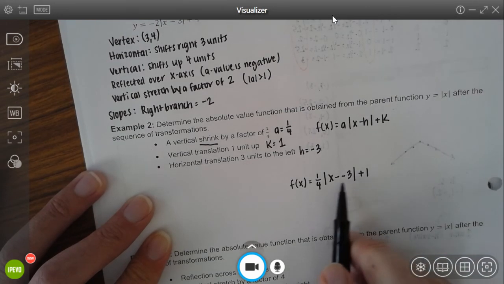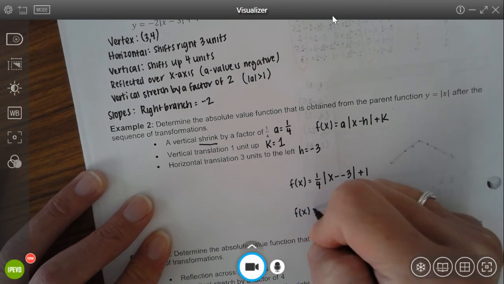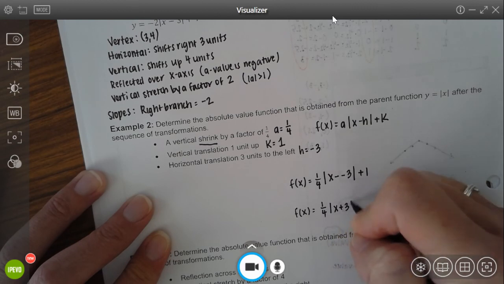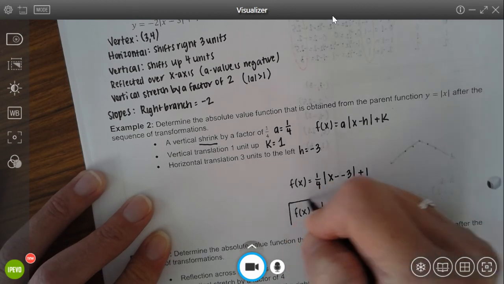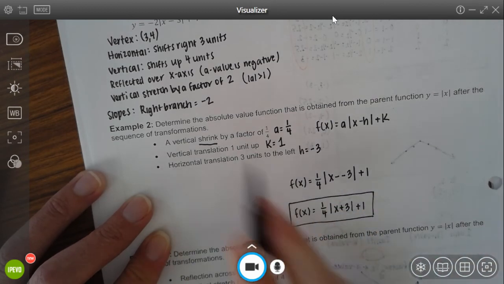And the only thing that I want to clean up here is I'd never want to leave this as a double negative. So I'm going to just simplify that. So f of x is going to be equal to 1/4 times the absolute value of x plus 3, and then plus 1. And that would be my absolute value function after these transformations are happening.